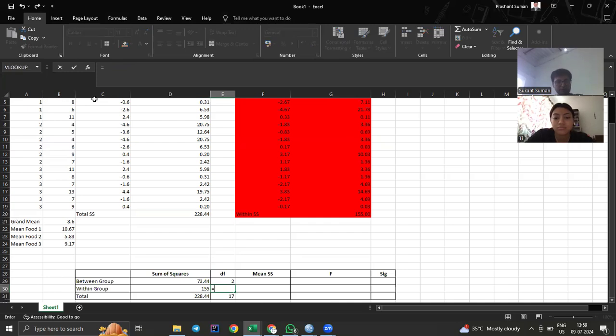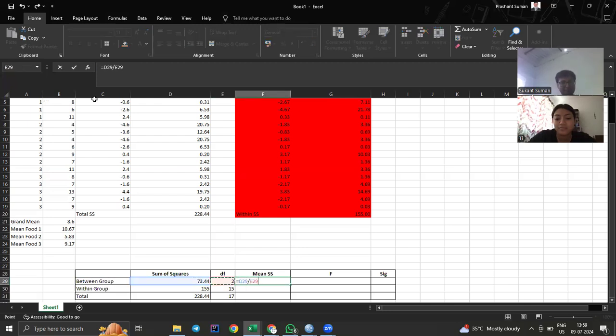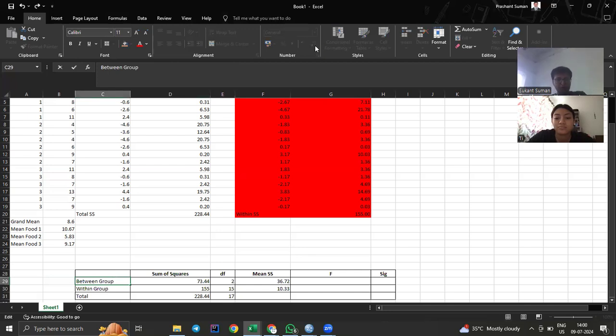Now this should be 17 minus the between group. So we have 15 degrees of freedom within groups, and 2 degrees of freedom between groups, and the total degrees of freedom that we have is 17. Now, to find the mean sum of squares, I take the sum of squares and divide it by the degrees of freedom. I do that for both between groups and within group. Now, between group is also called the effect.